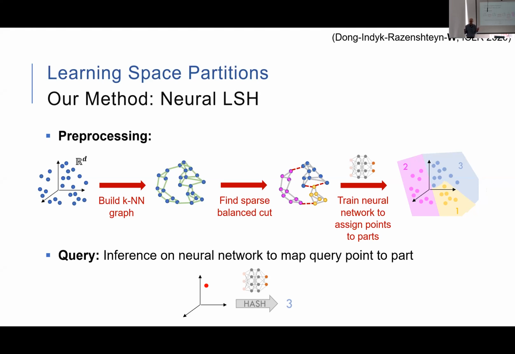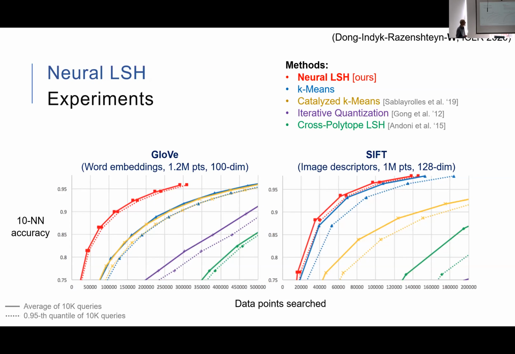This is my hash function: via inference, I map a point to the part of the partition where the network thinks it belongs, and then I look for similar points only in that part. So this is the method, and these are the experiments on two standard matching data sets. Again, the y-axis is accuracy, and the x-axis is the number of points you need to search to get this accuracy. Our method is in red. It does better, sometimes by a large margin, than the previous methods.